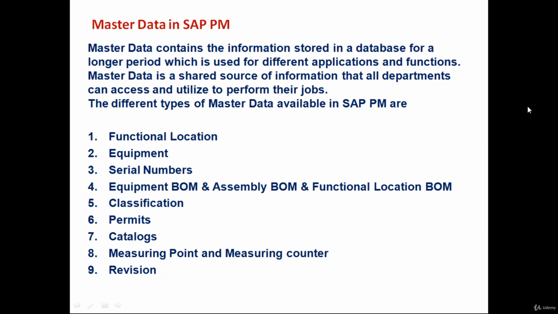The different types of master data available in SAP PM are work center, functional location, equipment, serial numbers, equipment BOM, assembly BOM and functional BOM, classification, permits, catalogs, measuring point and measuring counter, revision. So these are all the master data that belong to our module, the SAP PM module.